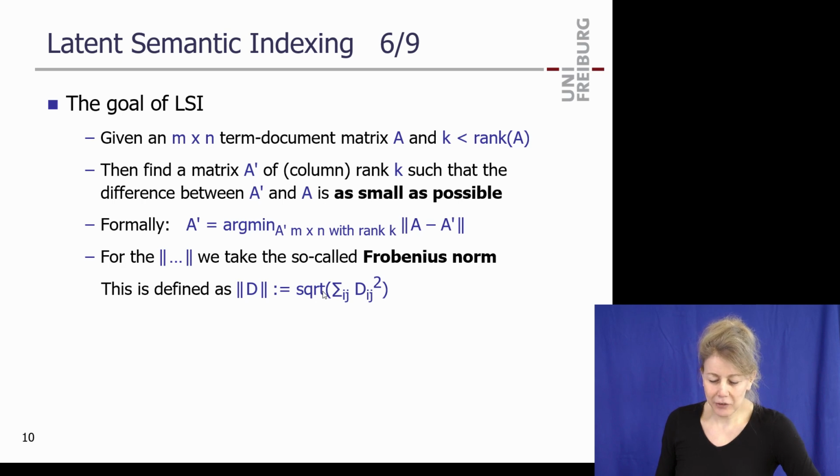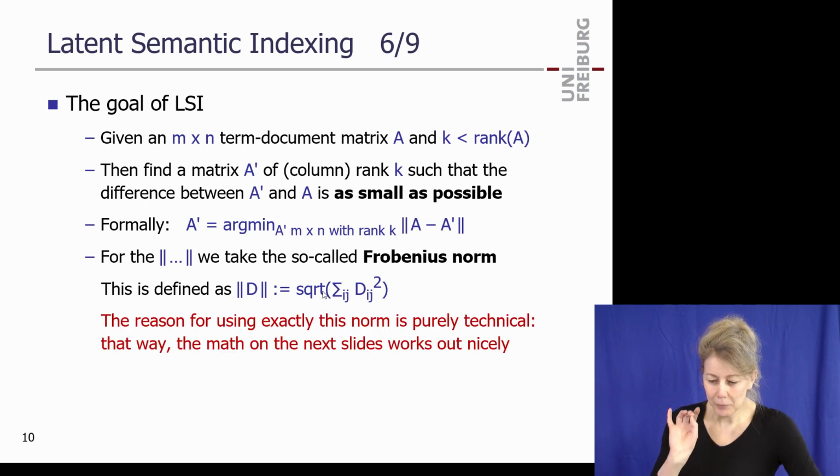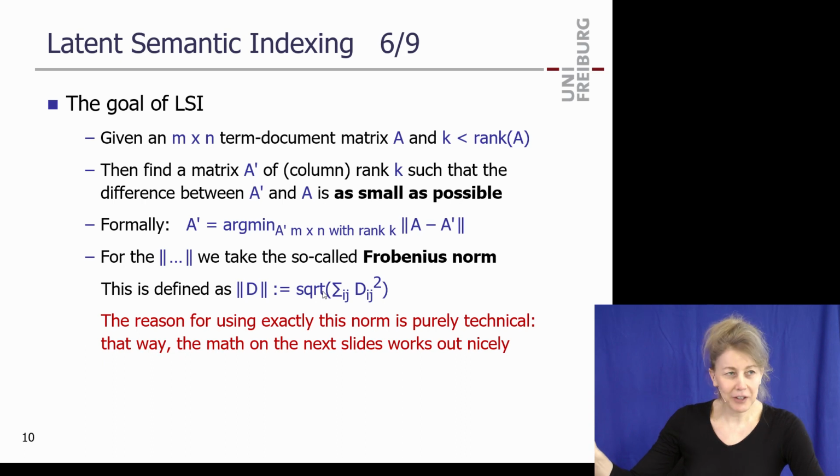And the answer is very simple. It's purely the way the mathematics works out. And that's very often the reason why in computer science you use a particular approach, because if you use that, then you can do mathematics, otherwise you can't. And we will see that in the upcoming lectures too. So you just take this norm, but it's not really important for now. What is important is you want to find a matrix of small rank that's close to the original matrix.